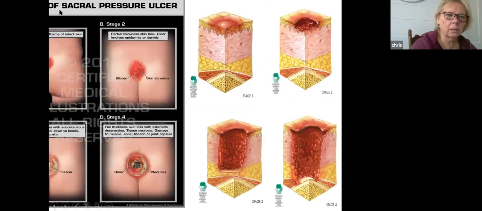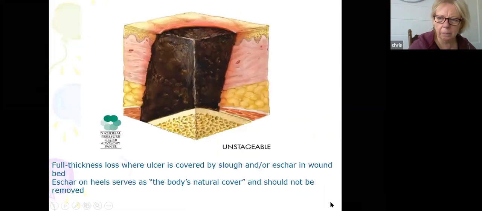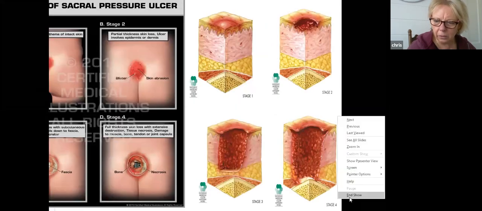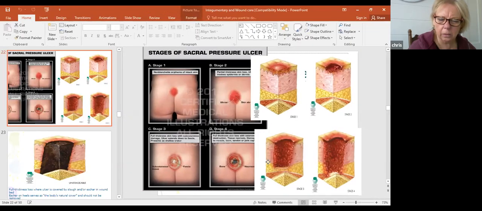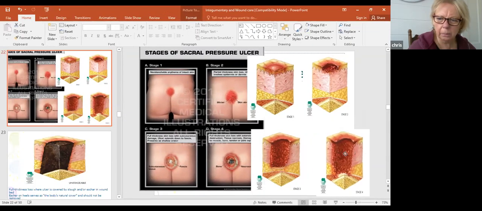All right. So here are, I don't know why we can't see this better, but erythema, intact skin, partial thickness skin loss. The ulcer involves the epidermis, dermis, the subcutaneous layer, looks like a crater. And then I guess I could pull these over. Let me just see if I could pull this over so that you could see that.